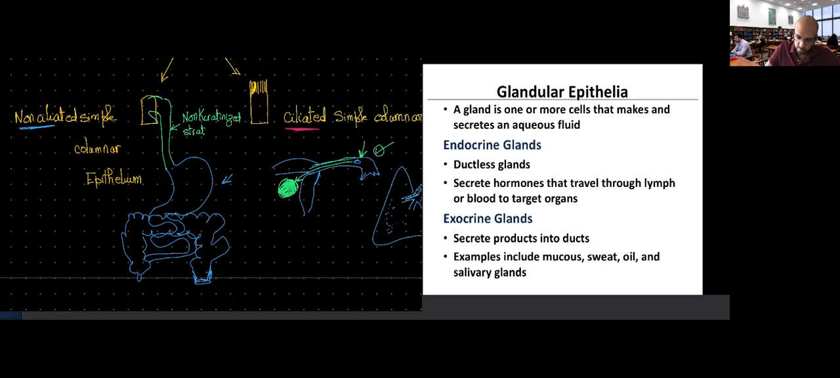Stratified squamous epithelium. All right, so that's why if I was asking a true and false question, for example, I would ask you: non-ciliated simple columnar epithelium is lining all the gastrointestinal tract. Is this going to be a true or a false statement?